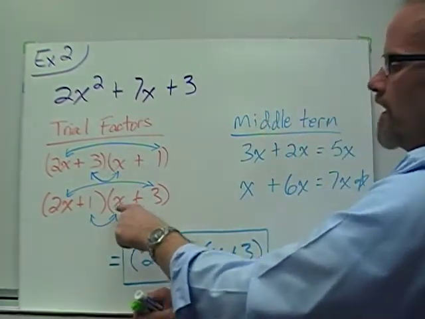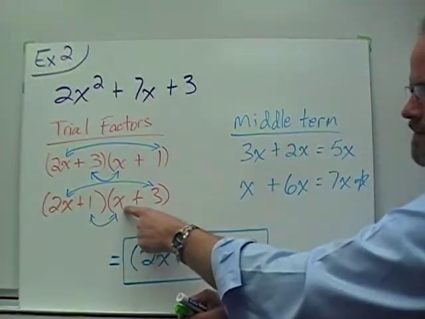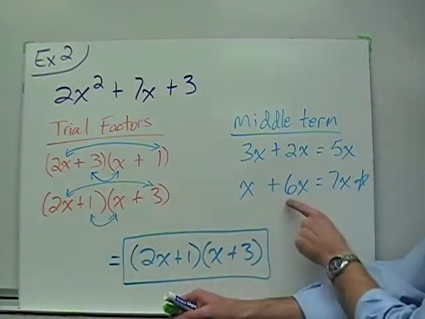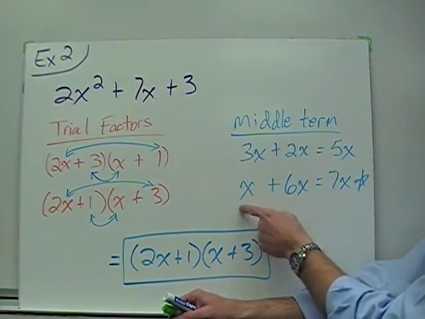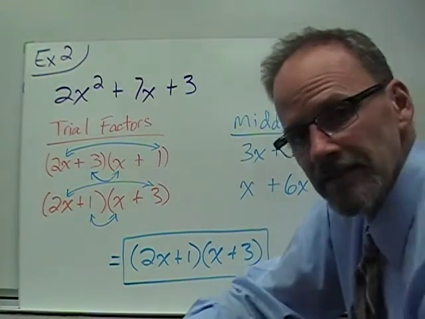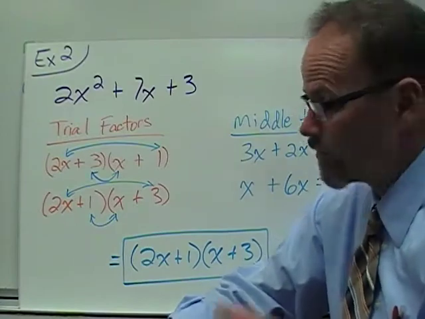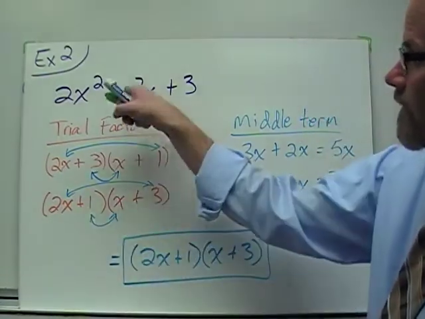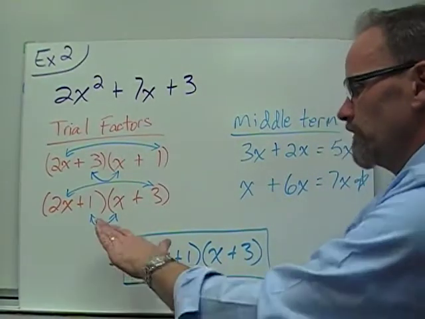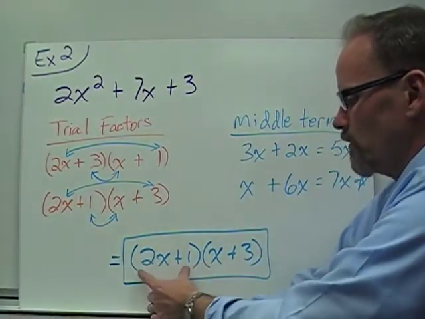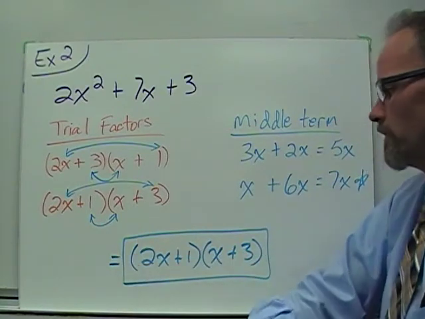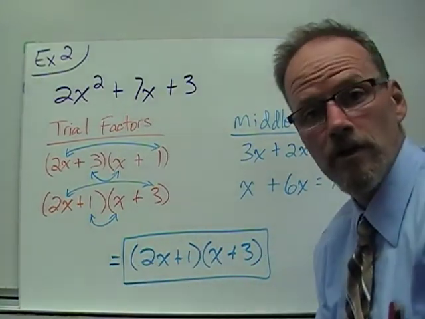I'm going to multiply the inners. 1 times x is x. 2x times 3, 6x. So x plus 6x is 7x, and we get a star for that one. That is the correct factoring of this trinomial. And so I just brought it down here. It would be 2x plus 1, that quantity, times the quantity of x plus 3. And that would be correct.